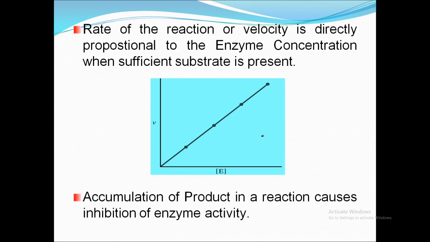Then we have to understand the rate of reaction in relation to substrate concentration. The rate of reaction, or velocity, is directly proportional to the enzyme concentration when sufficient substrate is present. What does it mean? It means that if a sufficient amount of substrate and a sufficient amount of enzyme are present within the reaction mixture, the substrate will have adequate active sites to fit into those enzymes.